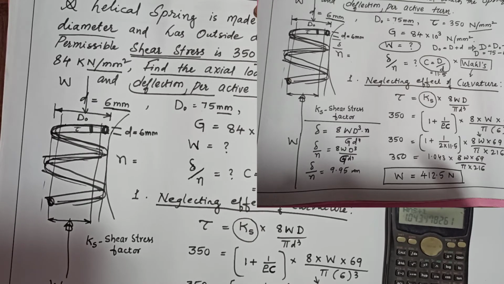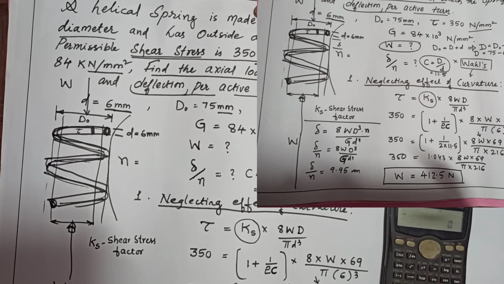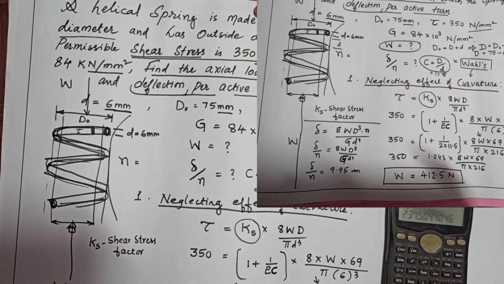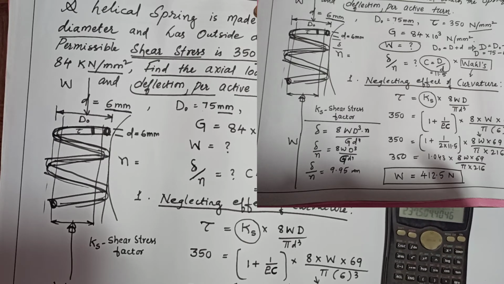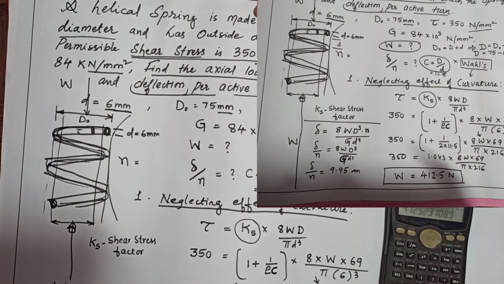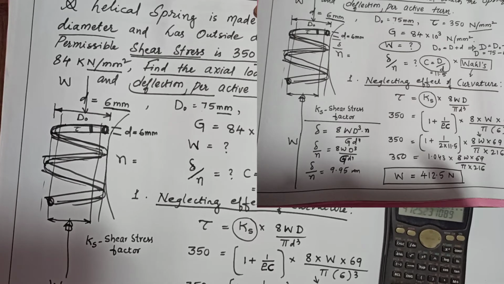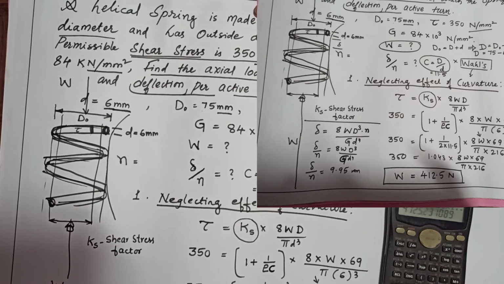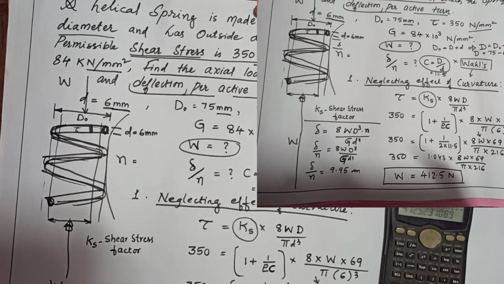So if I take W separate, then it will be 350 into pi into 216, divided by 8 into 69 into 1.043. So you will get the W value. Where W is the load, the axial load, we got 412.5. So load will be measured in Newton. So first we obtained the load, the axial load, we have calculated.